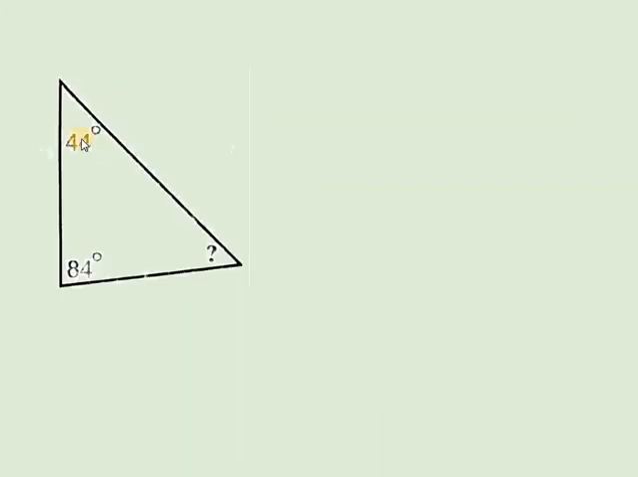Okay, look here, 44 and 84, and I want the third. What should I do? First step, I have to add these 2 angles, 44 and 84, and then the result will be subtracted from 180.